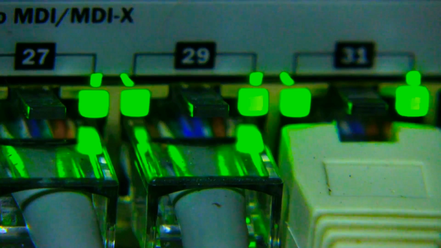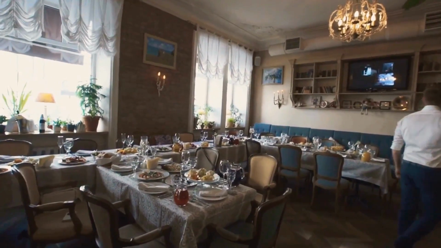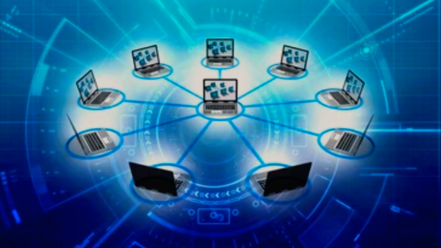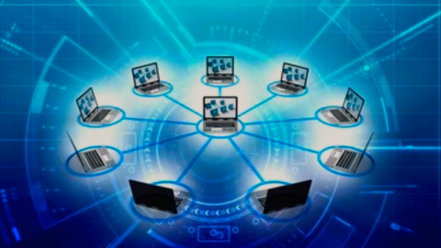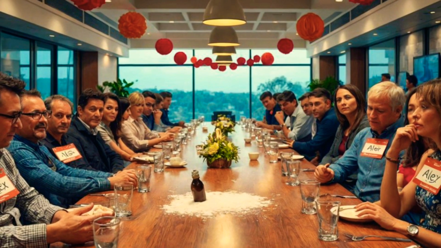This is where network address allocation comes in, a process as crucial as assigning seats at a royal banquet. In any network, devices need unique IP addresses. Without them, chaos reigns. Imagine a dinner party where everyone is named Alex. Who's going to pass the salt? The same goes for devices.